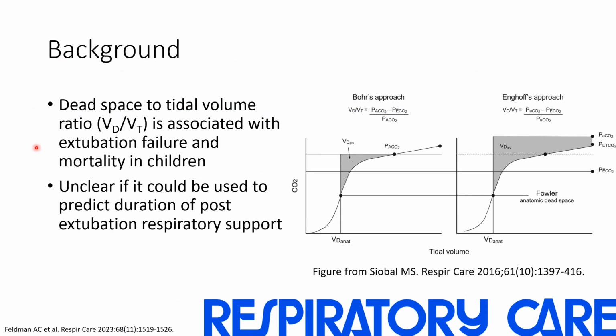A little background on the dead space to tidal volume ratio, or VDVT. It has been associated with extubation failure and mortality in children with ARDS, but we don't really know if it can be used to predict the duration of post-extubation respiratory support. It's calculated as the PaCO2 minus the PeCO2, which is the mean expired CO2, not the end tidal CO2, divided by the PaCO2.